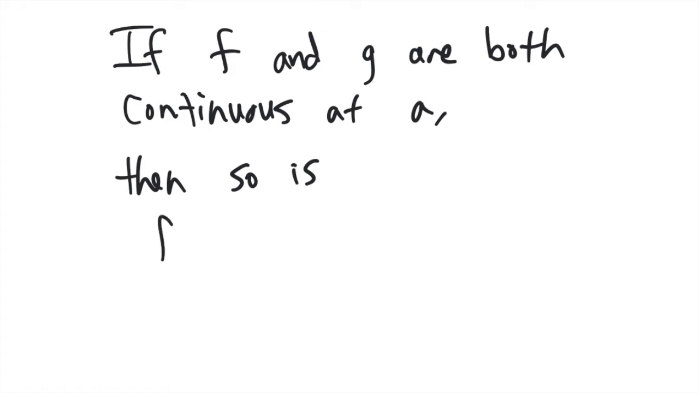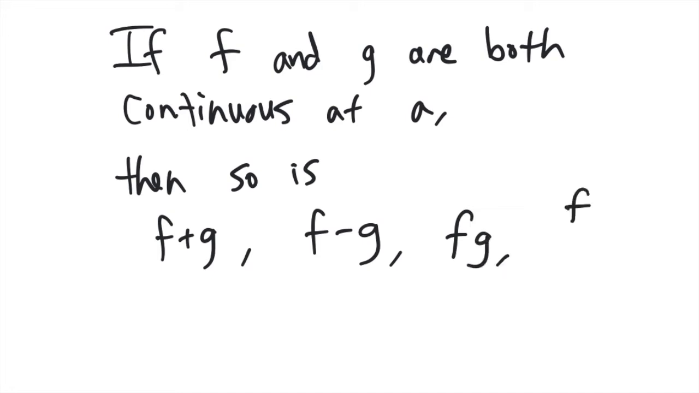Then so is f plus g. In other words, f plus g is also continuous at a if f and g both are individually continuous at a. f minus g is also continuous at a. f times g is also continuous at a. f divided by g is also continuous at a, but with division you just got to be a little bit careful with this one.